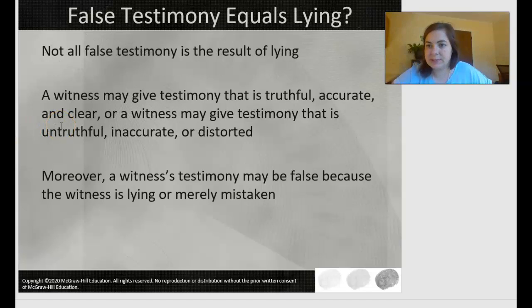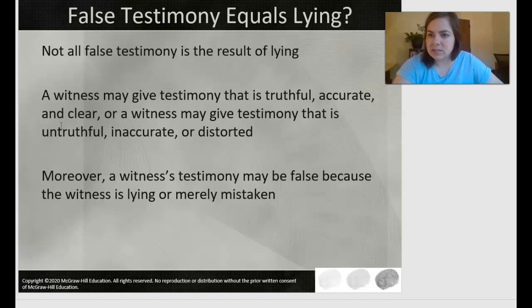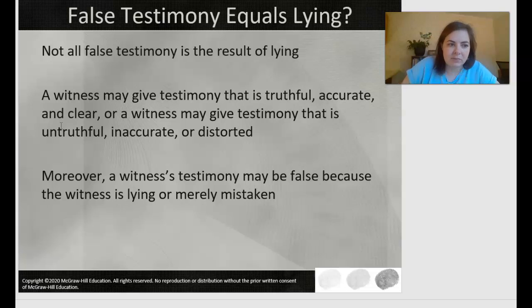Another really important point to make here is that not all false testimony is a lie. It may just be that it is inaccurate or distorted or something else is going on. So not everyone who gives inaccurate testimony is lying, which is part of what enables impeachment to occur with most witnesses and to be effective against so many witnesses.